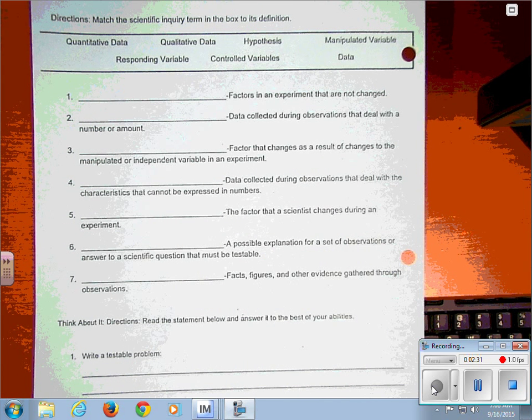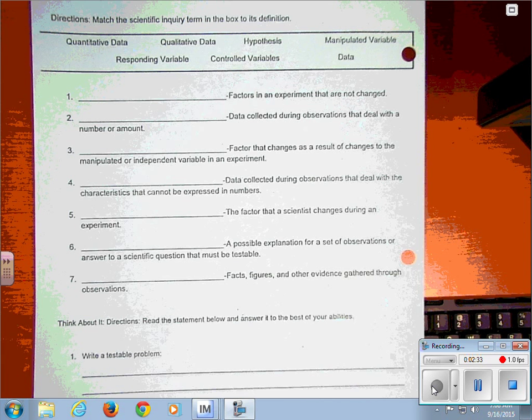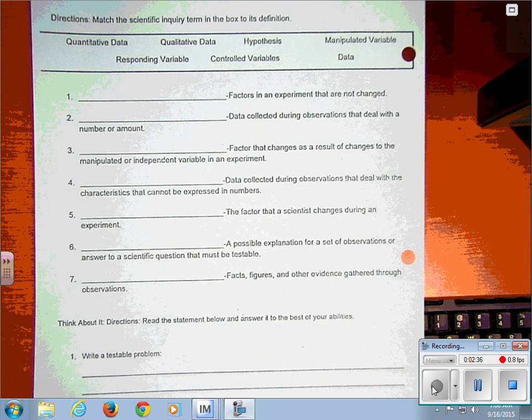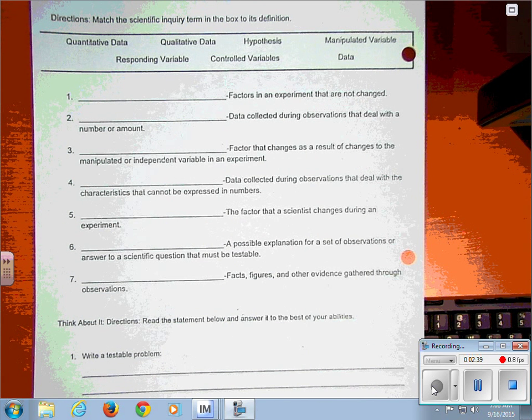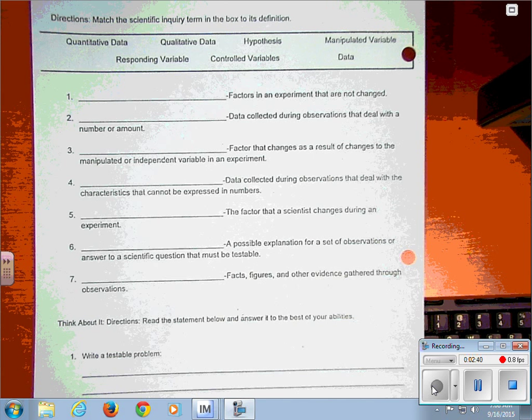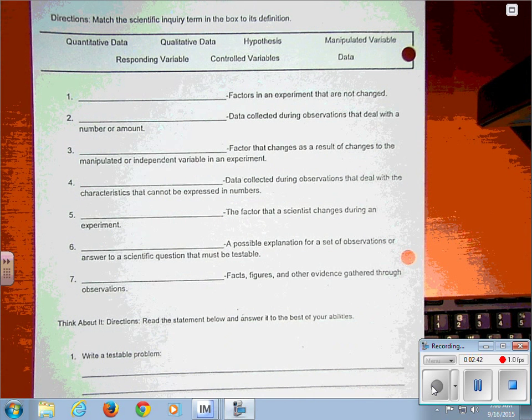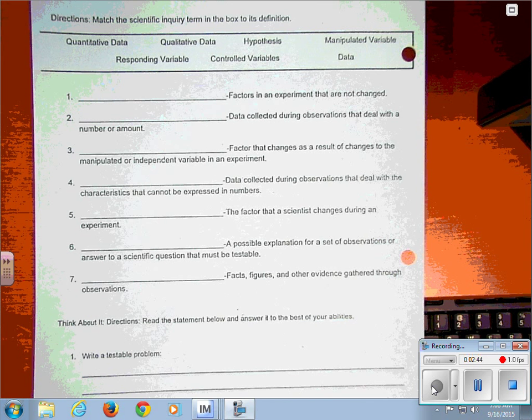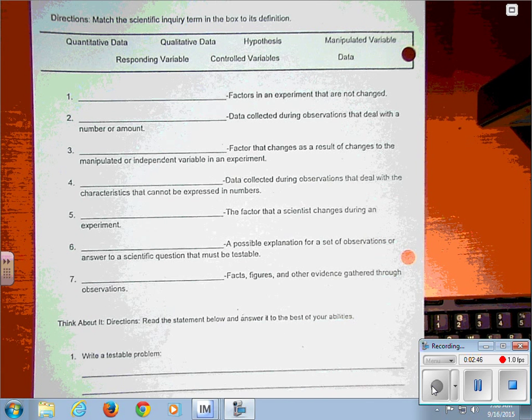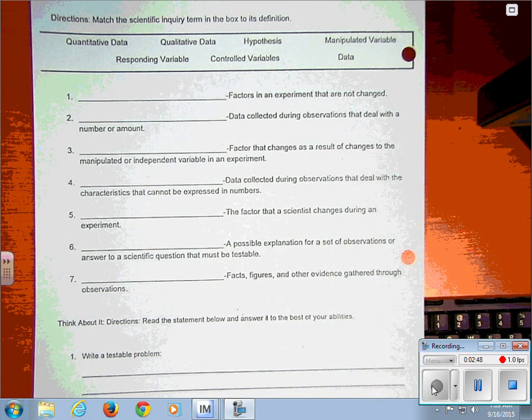Five, the factor that a scientist changes during an experiment. Six, a possible explanation for a set of observations or answer to a scientific question that must be testable. Seven, facts, figures, and other evidence gathered through observations.